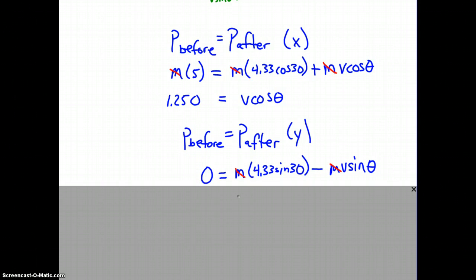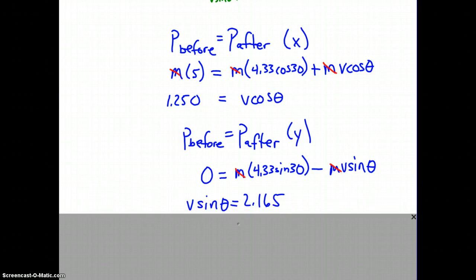After, our initial ball of mass m has a speed 4.33 sine 30, so its momentum is upward. Our other ball of mass m has a vertical component, a y component, v sine theta, and since that momentum is down, we're subtracting it. Once again, we can cancel m here because 0 divided by m is still 0. In solving for v sine theta, adding v sine theta to the other side, we get 2.165.